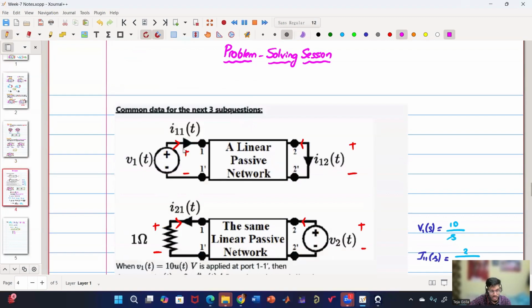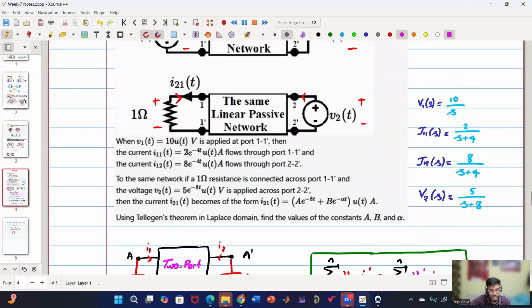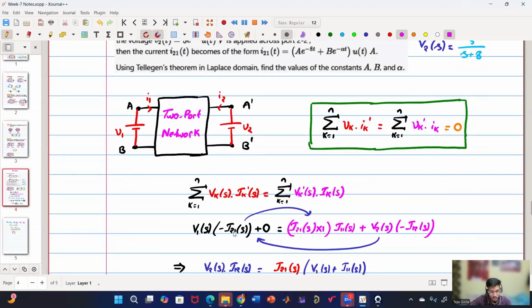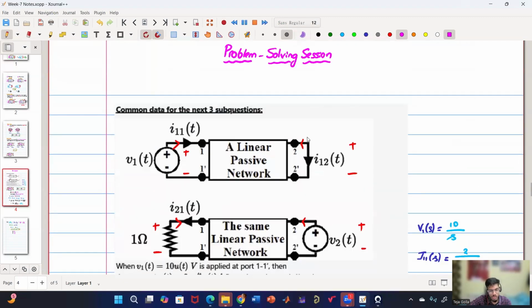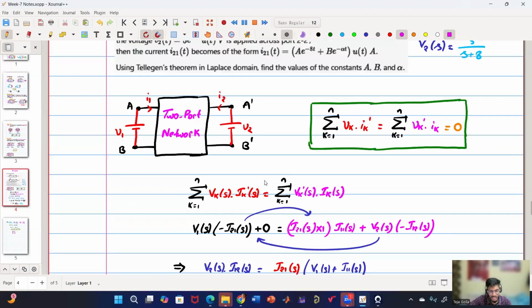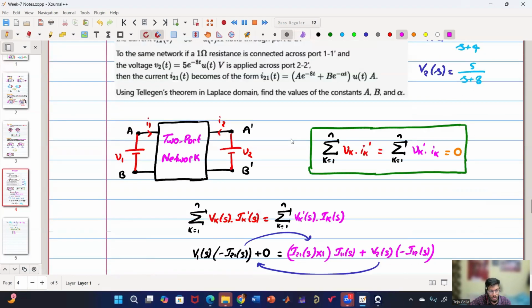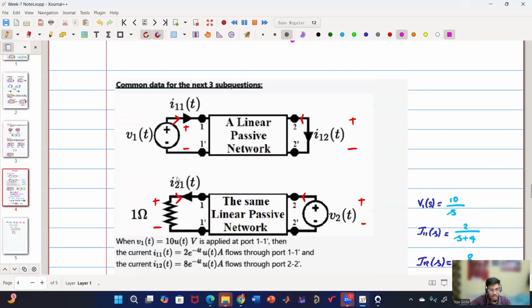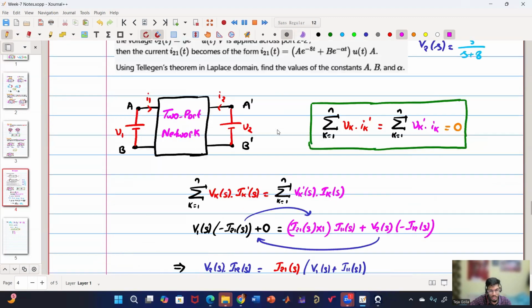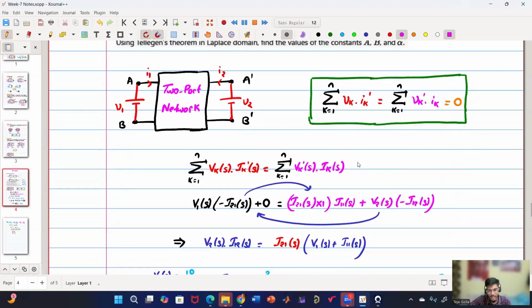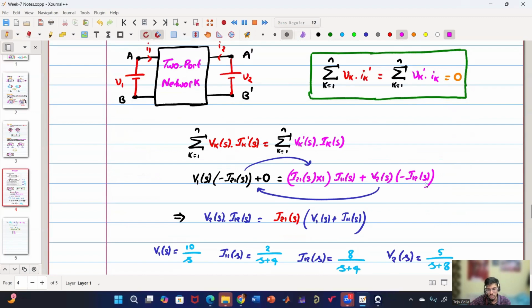So the voltage of the first source here is V1 of S. And the current of the second source is negative because it's in the opposite direction, minus I21 of S. Then the voltage of the second branch is 0, so this term vanishes. And then LHS is done. Now coming to the RHS side, voltage of the second terminal, which is 1 ohm into I21 of S, into the current of the first branch, which is I11 of S. The second term comes from this one, the voltage of this, which is V2 of S, and current is in the opposite direction, minus I12 of S. V2 of S into minus I12 of S.